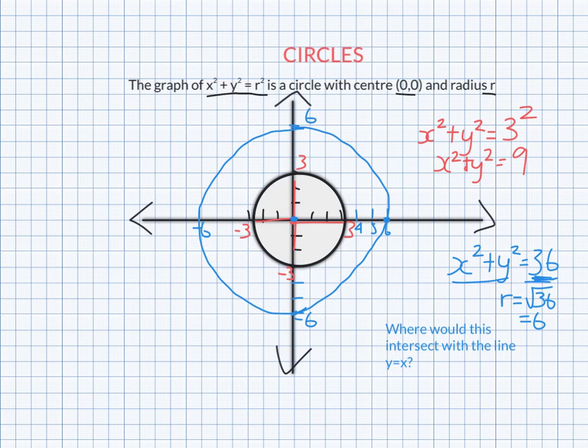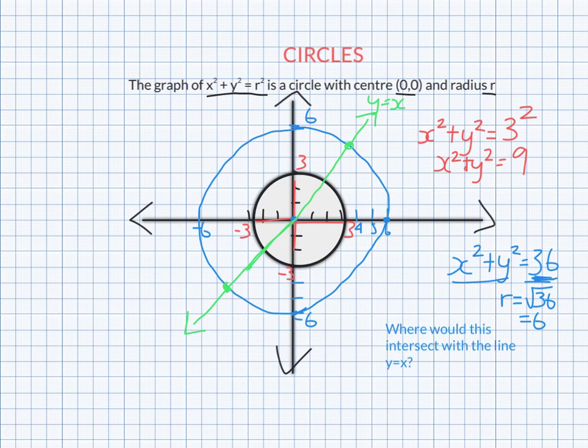So we might get asked a question like this: where would this circle, I'm referring to the one in blue, intersect with the line y equals x? You might remember from the first term, y equals x is the line that goes through the origin at 45 degrees. Unfortunately, we can't just look at the diagram and know what the points of intersection are. We know there's a point here and a point here, but we don't know what the coordinates are exactly.